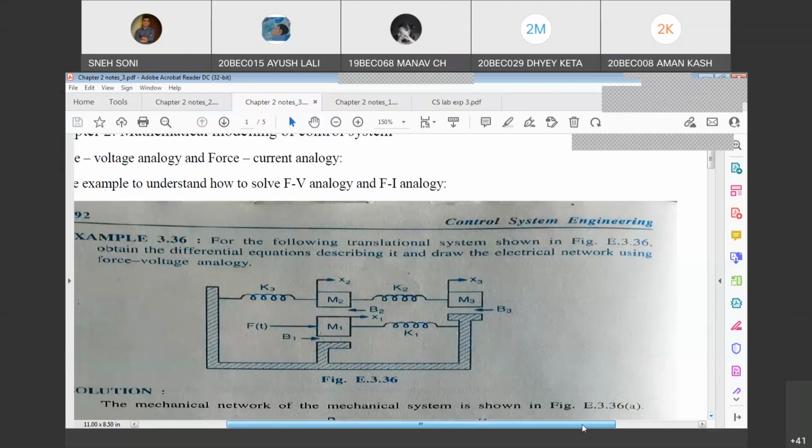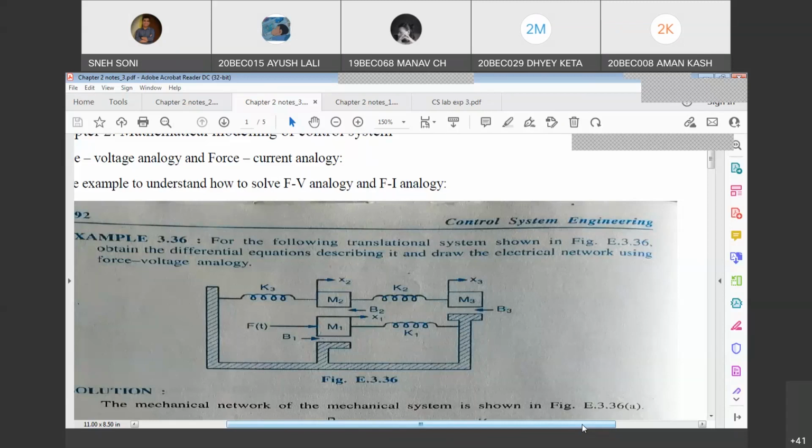For the following translational system shown in the figure, obtain the differential equation describing it and draw the electrical network using force voltage. So here we have to draw force voltage straight away, but prior to that you have to draw the nodal diagram, write the differential equations, do the replacement with the force voltage table, and then draw the corresponding force voltage circuit. So these are the steps.